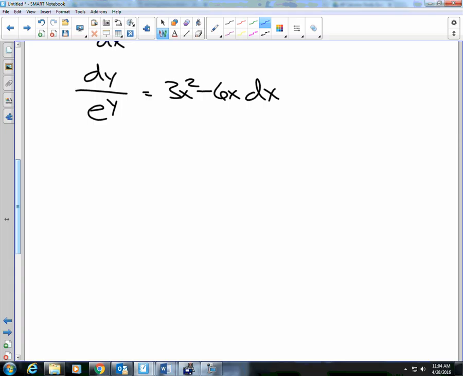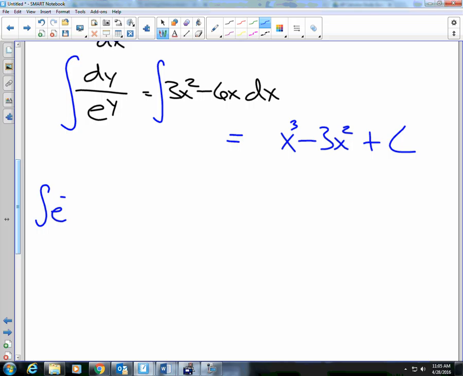How do we get rid of the dx and the dy? Integrate. This integral is easy. What's the antiderivative of 3x squared minus 6x? x cubed minus 3x squared plus a constant is equal to... Everybody agree that the left side is the same thing as the integral of e to the negative y dy? What's the antiderivative of e to the y? e to the y. What's the antiderivative of e to the negative y? Negative e to the negative y.